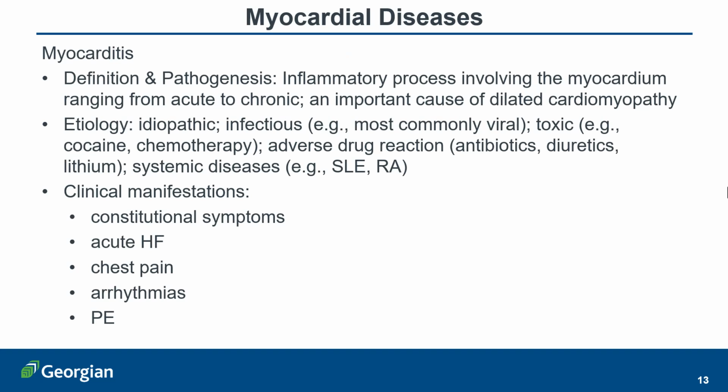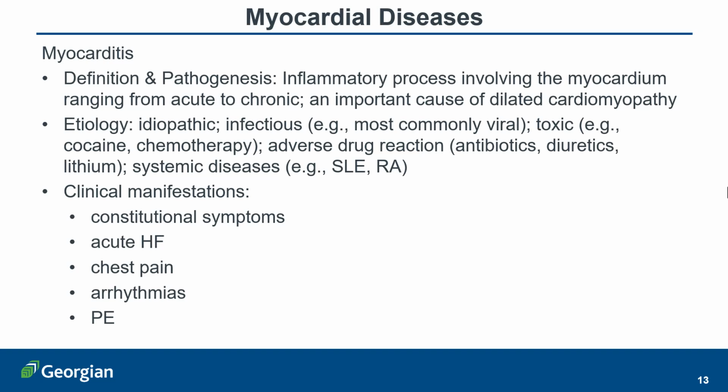Moving along to myocarditis, which is a form of myocardial disease. So the myocardium is the muscular layer of the heart. It's made up of cardiac muscle as opposed to smooth muscle or skeletal muscle. In the case of myocarditis, it is inflammation of the myocardium that can range from acute to chronic, and as we'll see, it is an important cause of dilated cardiomyopathy.